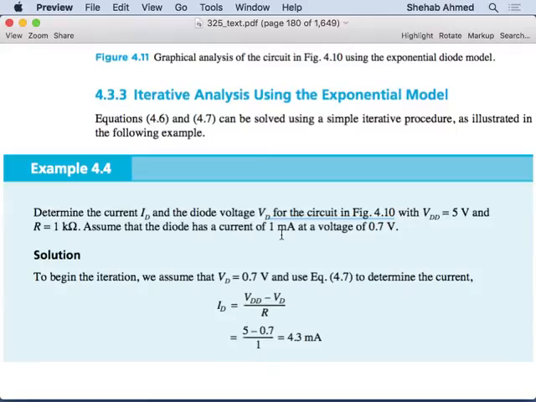Okay, let's iterate and see what happens here. So we put 0.7 in our equation, VDD minus VD over R. What do we get as diode current? 4.3 milliamp. And this is the output of the first iteration, right?